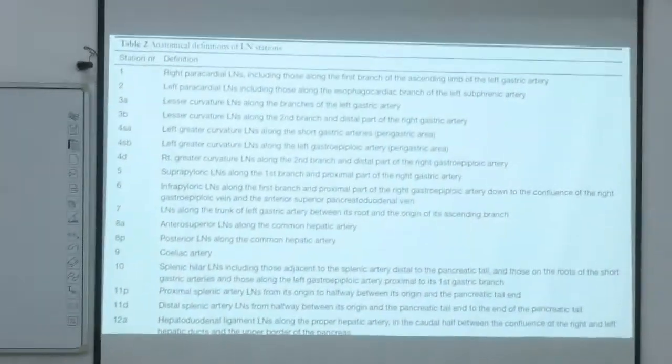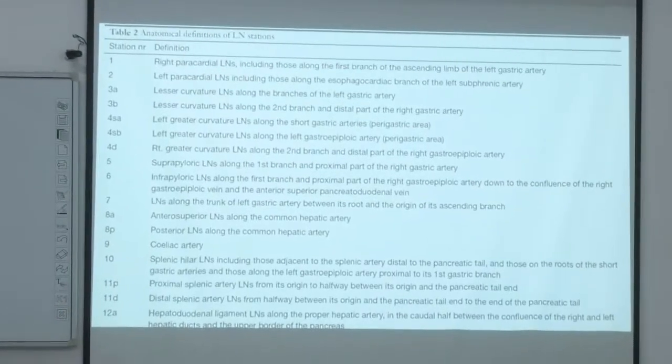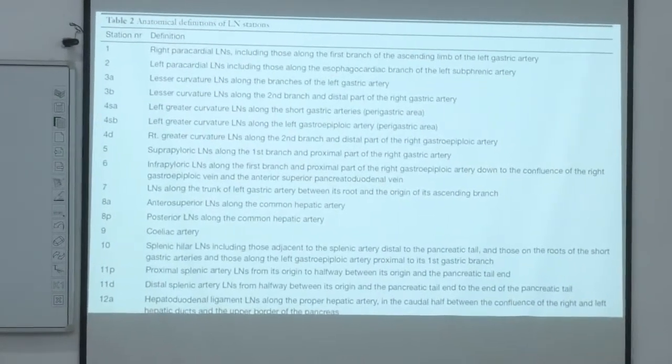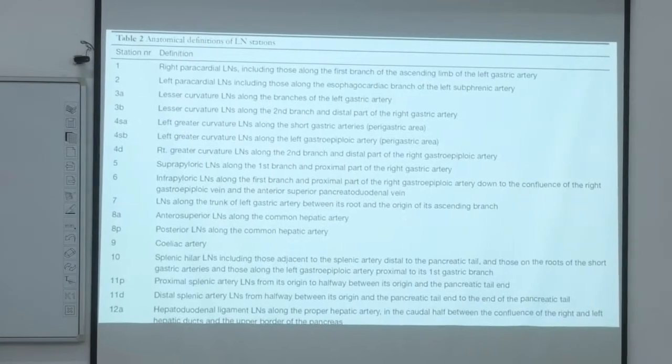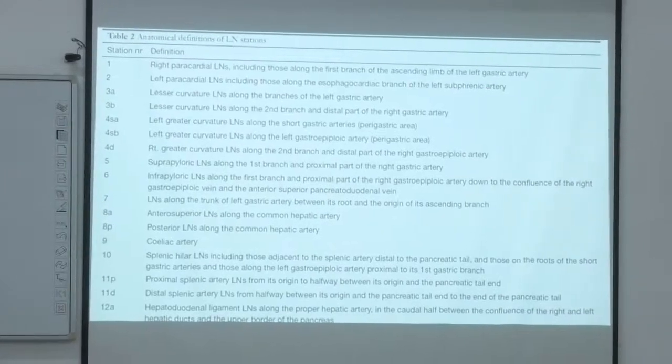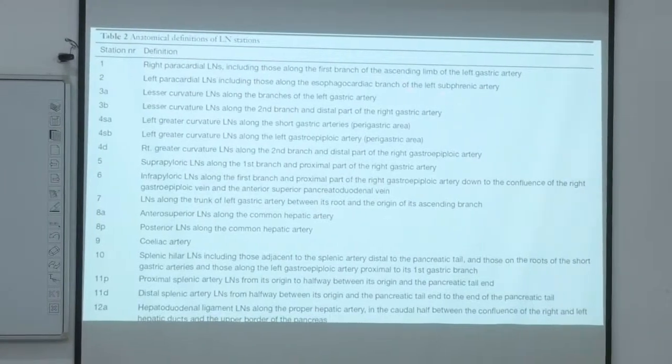Okay, these are the stations where they are lying. Station 1 is right paracardiac, including those along the first branch of the ascending limb of the left gastric. Then 2 is left paracardiac, including those along the esophagocardiac branch of the subphrenic. Then 3A and 3B. 3A is along the lesser curvature, nodes along the branches of the left gastric. 3B is lesser curvature along the second branch of the distal part of the right gastric.